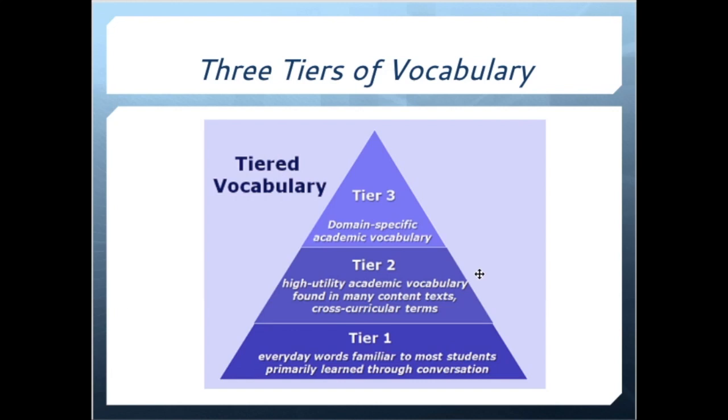There are 3 tiers of vocabulary. Tier 1 are the everyday words familiar to most students, primarily learned through conversation. Tier 2 are high-utility academic vocabulary found in many context texts and cross-curricular terms. Tier 3 words are domain-specific academic vocabulary words.